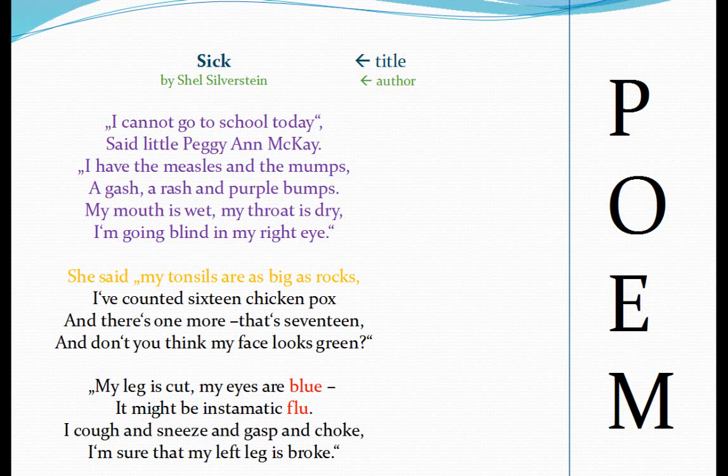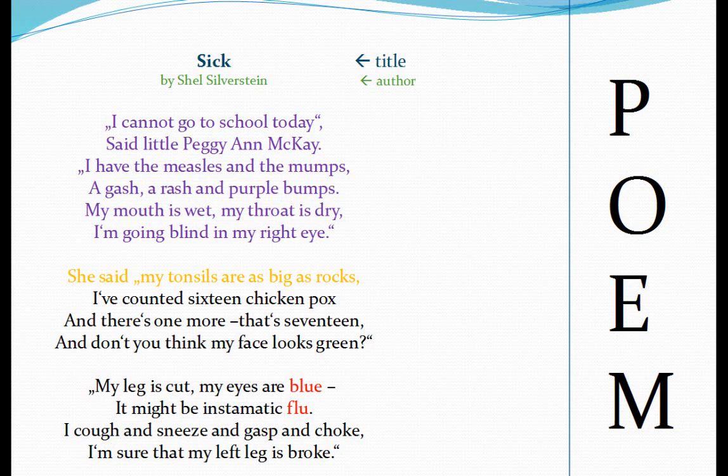Sick by Shel Silverstein. I cannot go to school today, said little Peggy Ann McKay. I have the measles and the mumps, a gash, a rash, and purple bumps. My mouth is wet, my throat is dry. I'm going blind in my right eye. My tonsils are as big as rocks. I've counted 16 chicken pox. And there's one more, that's 17. And don't you think my face looks green? My leg is cut, my eyes are blue. It might be asthmatic flu. I cough and sneeze and gasp and choke. I'm sure that my left leg is broke.